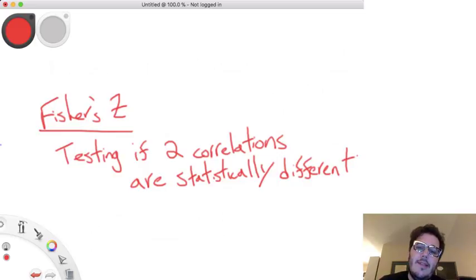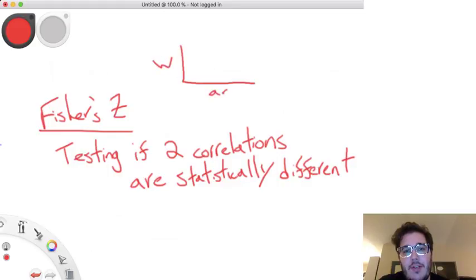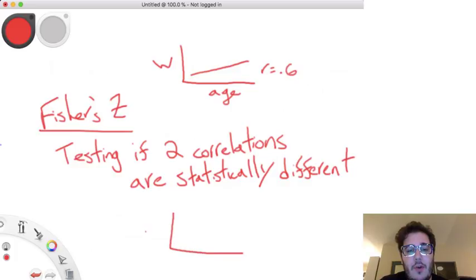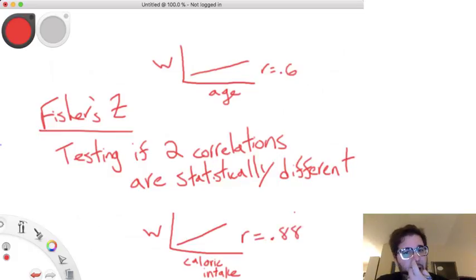Right, so let's say the correlation between, we'll call this weight, and we'll call this age. So as age goes up, weight goes up, right? And that would be like an R of 0.6. We could also do a correlation of weight and caloric intake. And it might be that this is like this, and this is an R of 0.88. Now, if I could only ask someone one question about their age or about their caloric intake, and I wanted to predict their weight, which would be better, right? Which correlation is stronger? What would give me a better opportunity to make an estimate of their weight? That's when you use Fisher's Z.